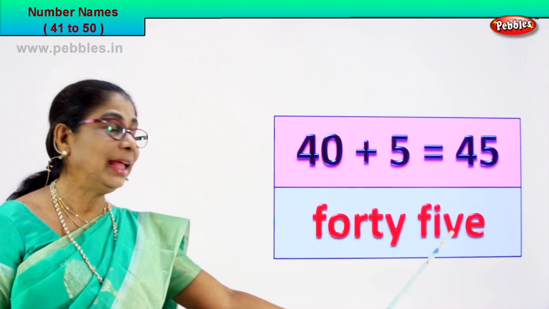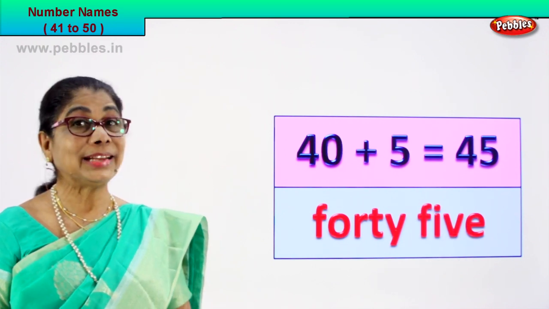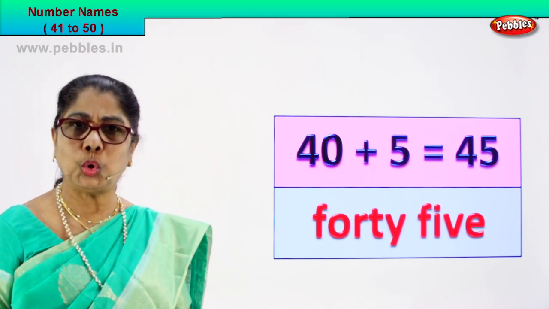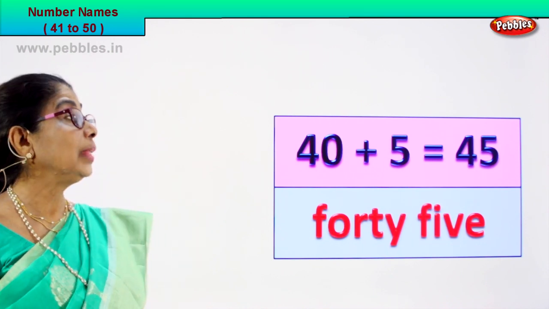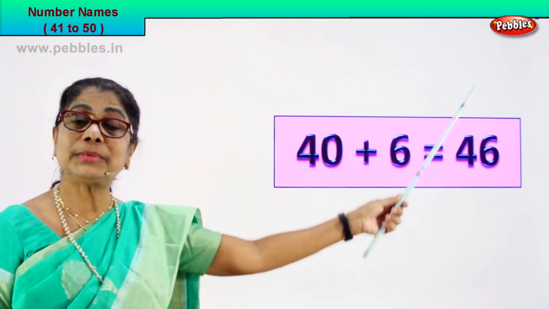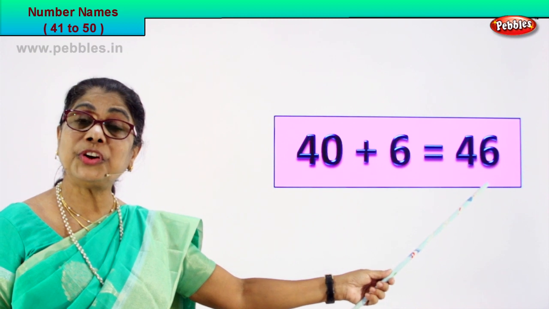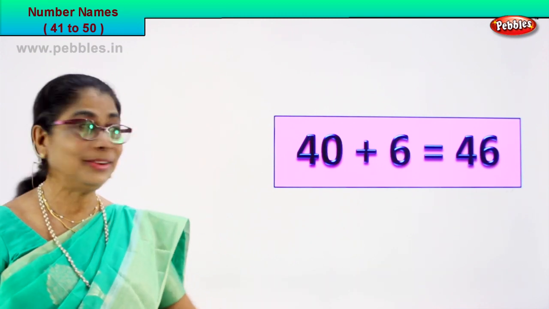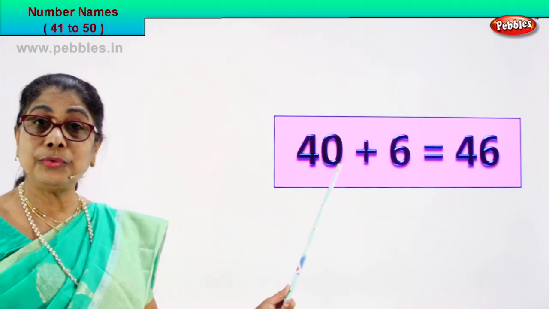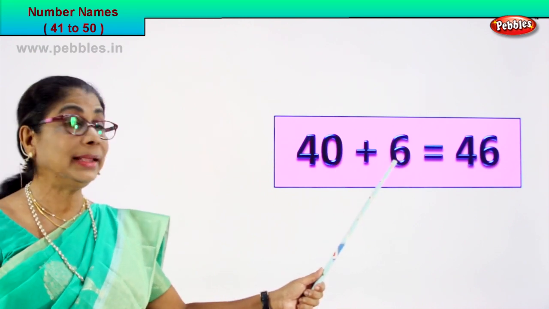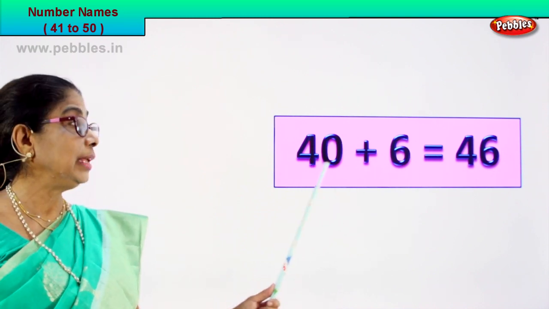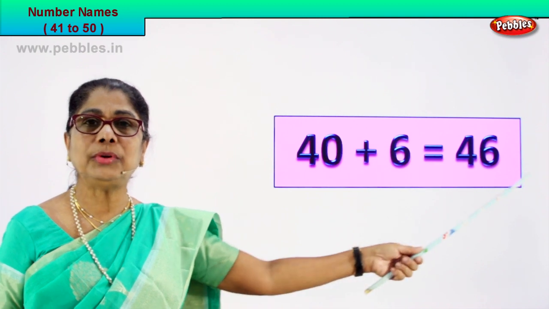F-O-R-T-Y, 40. F-I-V-E, 5. Shall we go to the next number? After 45, what number will follow? The number that comes after 45 is 46. Good. 4 and 6, 46. 4 and 0, 40, plus 6 is equal to 46. We can also read this as 40 and 6 more is equal to 46.